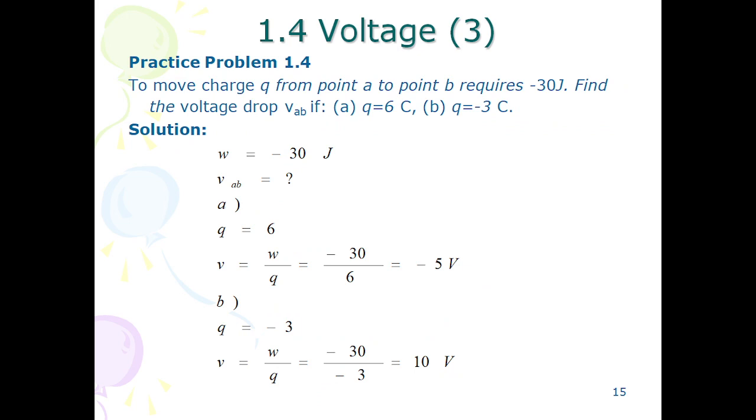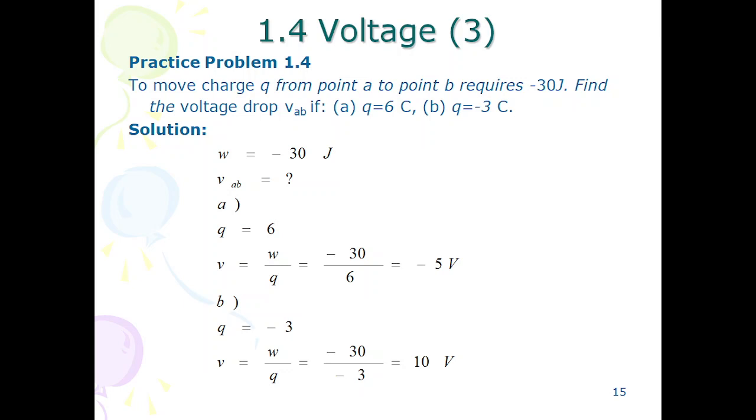Then another practice problem. 1.4, to move charge Q from point A to B requires 30 joules. Find the voltage drop VAB if Q is equal to 6 coulomb, and in part B, Q is equal to minus 3 coulomb. In this practice problem, W is equal to minus 30 joule. We have to find out VAB.